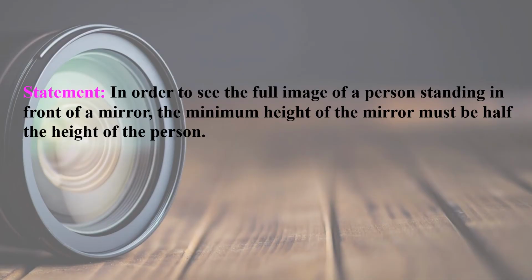So here we can say that in order to see the full image of a person standing in front of a mirror, the minimum height of the mirror must be half the height of the person. मतलब हमारी height के half size का mirror अगर होगा तो ही हमारा पूरा image हम लोगों को दिखाई देगा mirror में. ठीक है. So you have to remember this.